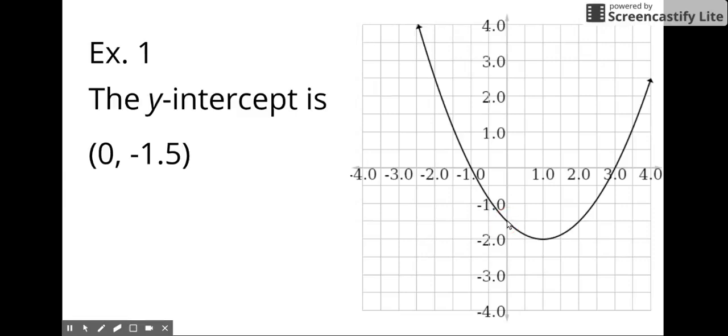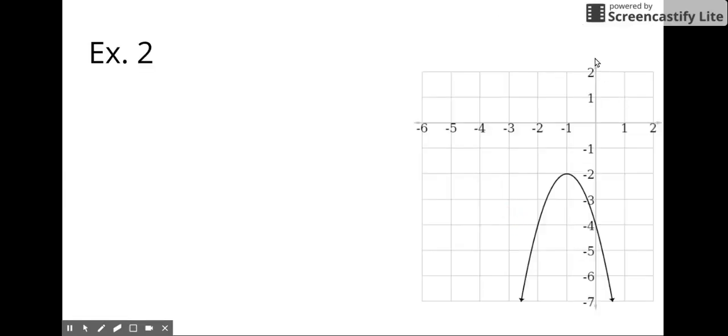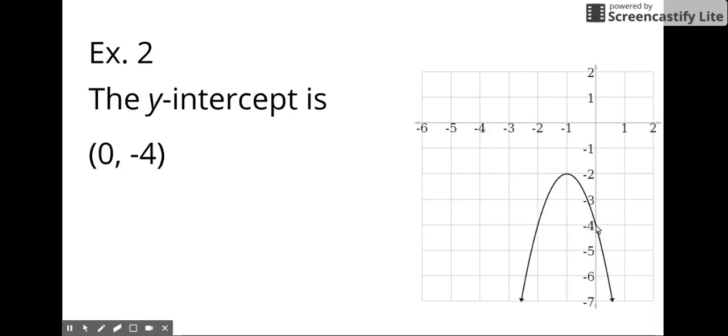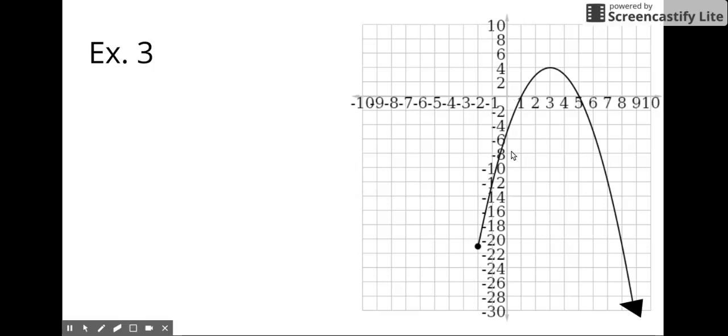And we're going to write that as a coordinate. Over here, we're going to look at the y-axis, go down until we see the intersection, and that's at 0, negative 4. For this example, it's in between these two values.